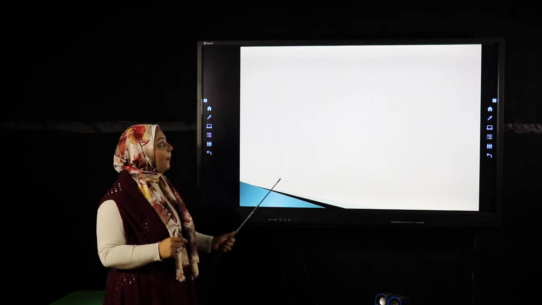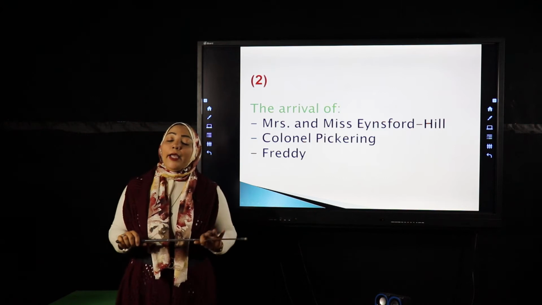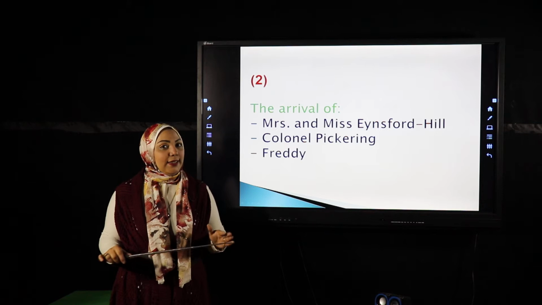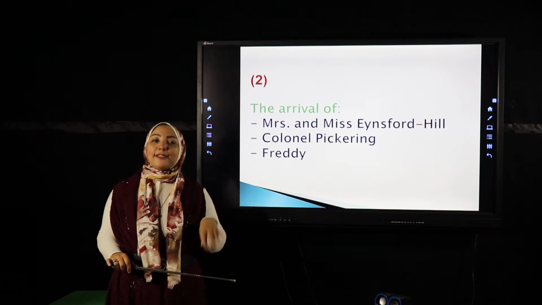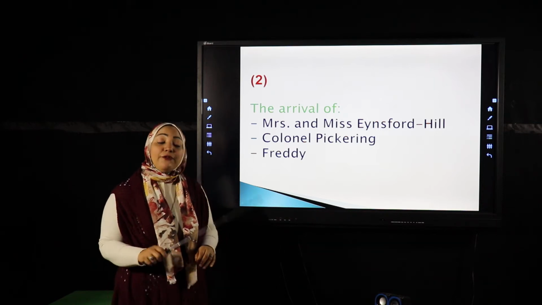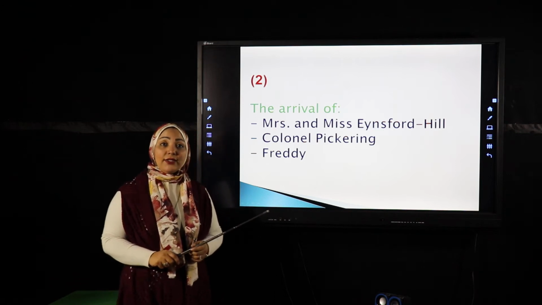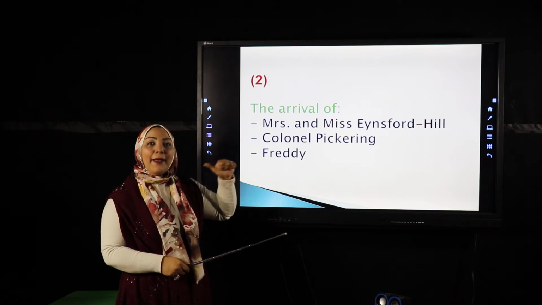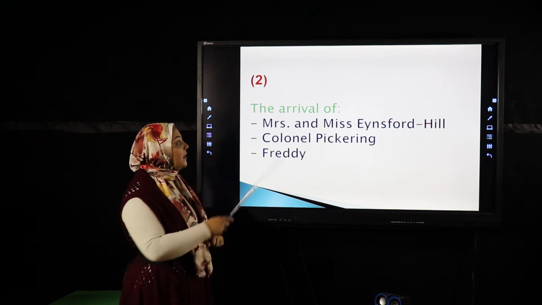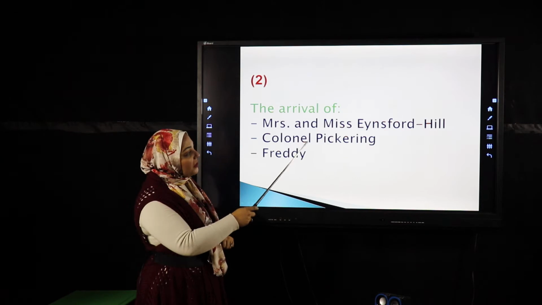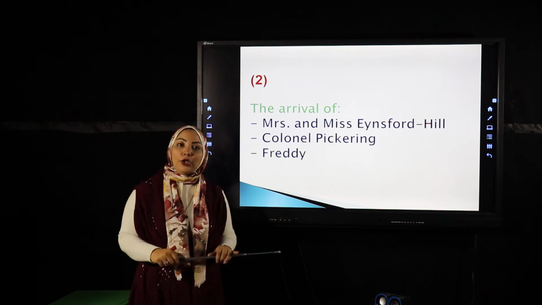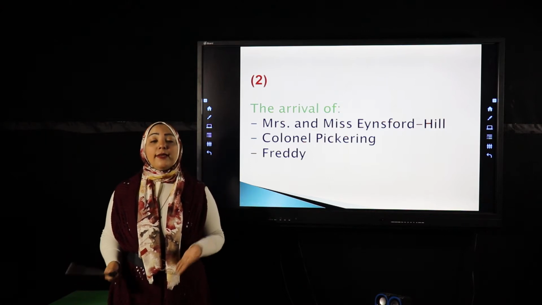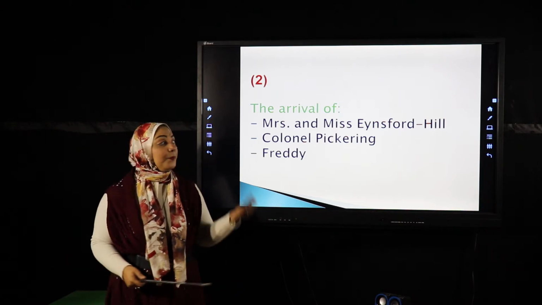Then, as we said, it was the at-home day of Mrs. Higgins, and she is expecting some guests. The guests started to arrive. The first people who arrived as her guests were the Insfords. Yes, the Insfords that we had met in Act 1. Mrs. Insford, the mother, and Miss Insford, Clara, the daughter. Fine. They are friends of Mrs. Higgins and they are now her guests.